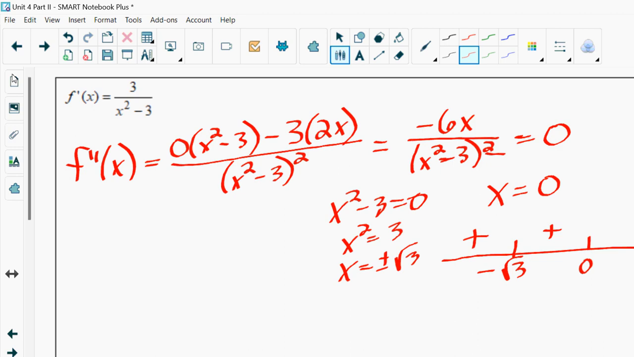If I plug in a number bigger than 0, do you agree that's going to be a positive times a negative, which is a negative? And then a number after that, it's still going to be a negative. So this one, it doesn't turn out that that is anything, but it is something we have to look at. But this did change sign, so we can say x equals 0 is an inflection point. And this side's concave up, and this side's concave down.